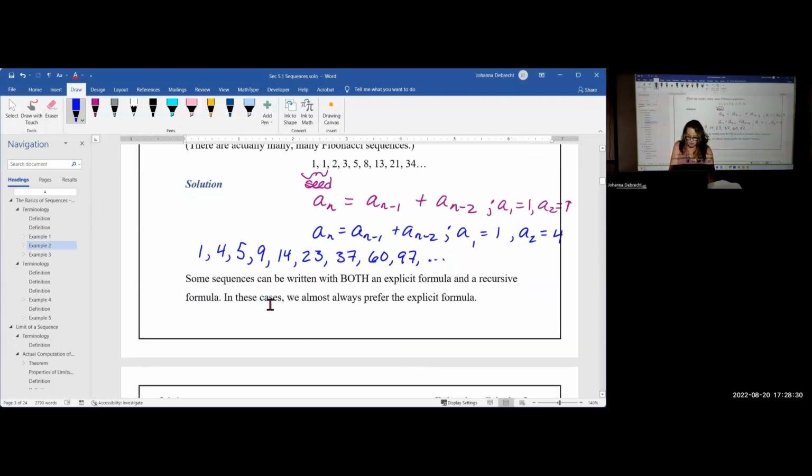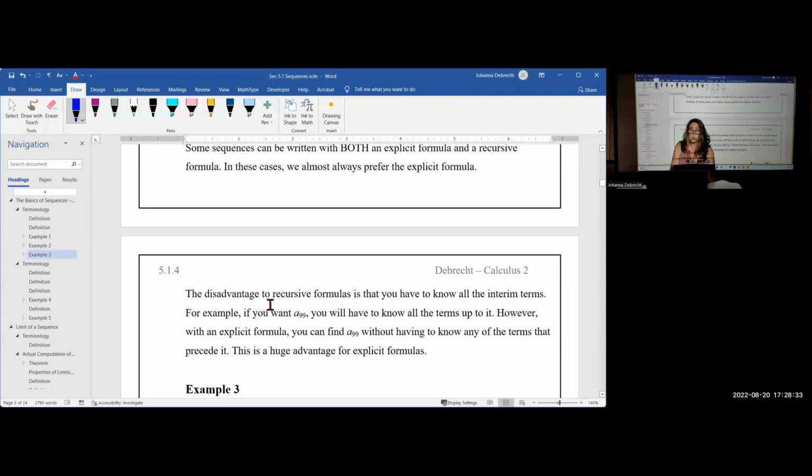Now, when we talk about sequences, we can have both an explicit formula and a recursive definition for some sequences. Some sequences can be written both ways. The Fibonacci sequence can only be written recursively. There's no explicit formula to write that one down. It doesn't exist. There's not one. You can try and find one, but you're never going to find it. There is no explicit formula for the Fibonacci sequence. But there are other sequences for which we can either write an explicit formula or a recursive. So which one do we want to use? Well, we typically want the explicit formula.